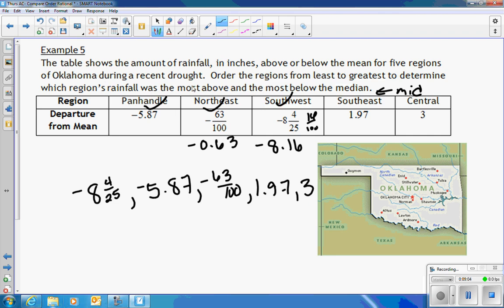So which of the regions was most above and most below the median? Well, this one was the most above that middle number, and this one was most below that middle number.